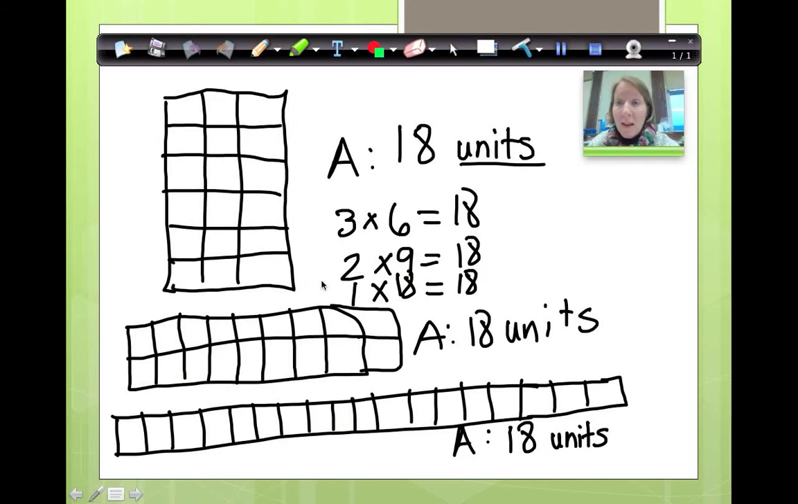When you do your homework, be looking for problems that want to know or have you make another one that has a different shape but the same area. So if I was given this one, I find the area, and then I can think of other multiplication sentences. And that is what tells me what to make for a different shape with the same area.